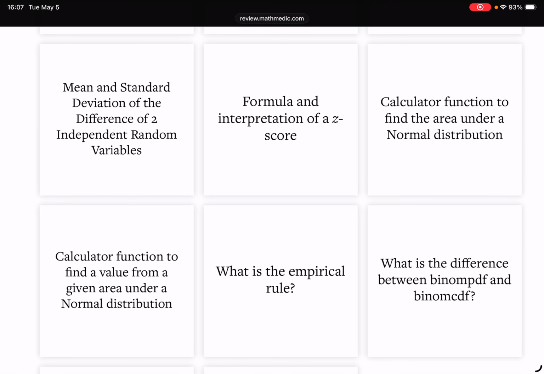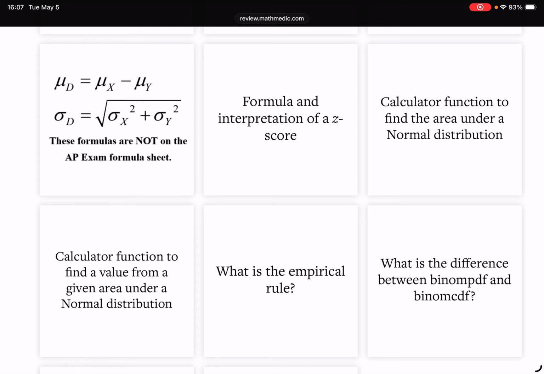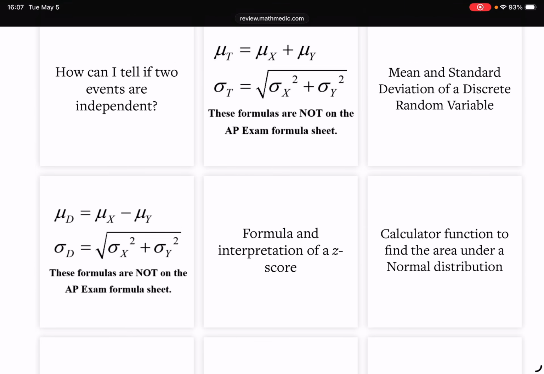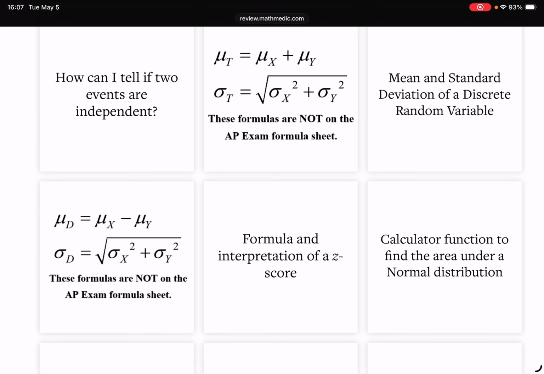Mean and standard deviation of difference of two independent random variables. Okay, notice that for the difference, the means subtract, but the formula for the standard deviation of the difference is the exact same as for the sum of them. Look at the two formulas. Notice how they're the same. Standard deviation never subtracts, ever.